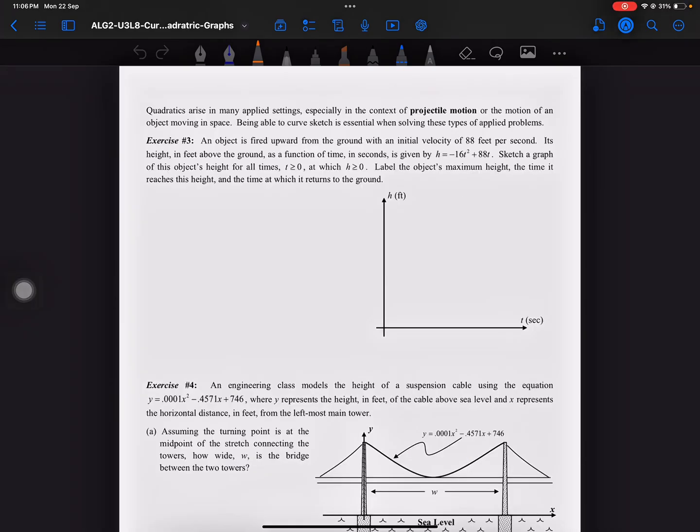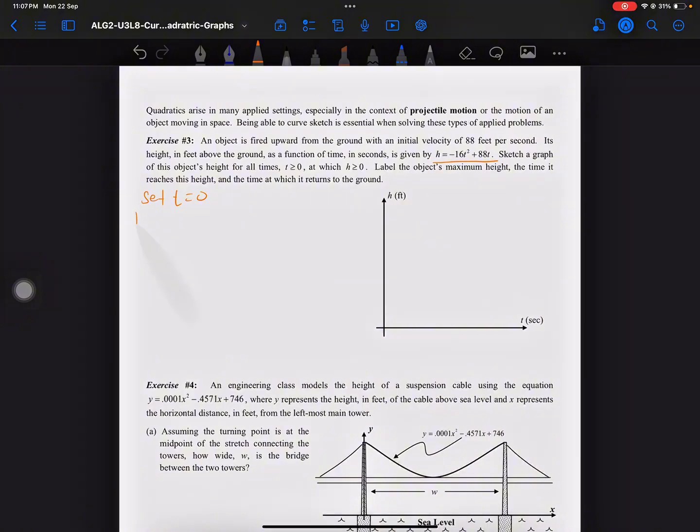So an object is fired upward from the ground with an initial velocity of 88 feet per second. Its height is given by this equation. Then we need to sketch a graph. The same thing. To find where it starts, we will let t equal 0. So same like when we let x equal 0.